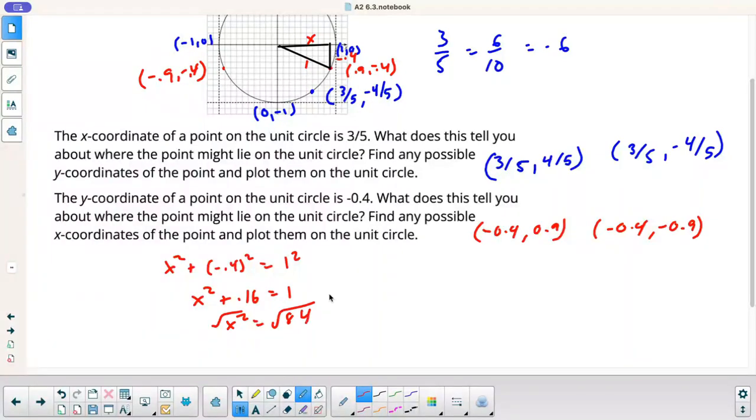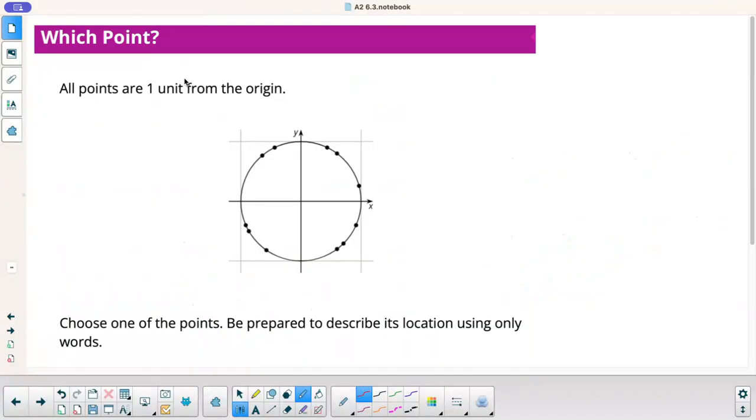And when I go and do my square root of 0.84, I actually see that it's not going to be 0.9. It's actually a little bit bigger. The square root of 0.84 is actually 0.9165. So that would actually be a little bit better. Okay. So the graph is nice to visualize it, but math is a little bit better because you can get a more accurate answer. All right, so all points are 1 unit from the origin, meaning if I drew a straight line to the origin, your circle essentially has a radius of 1 unit.